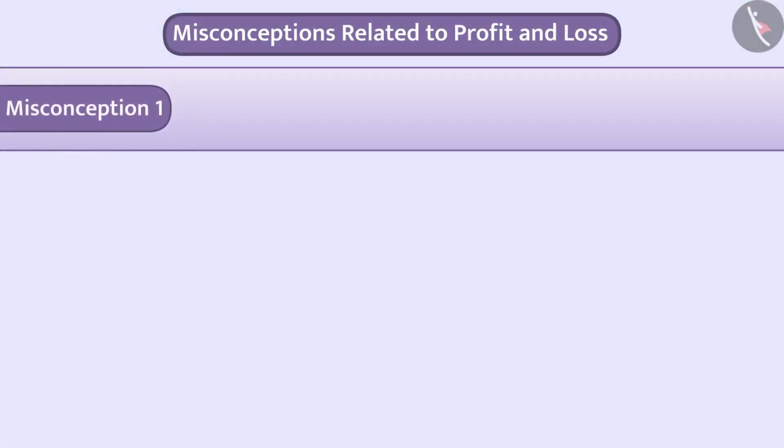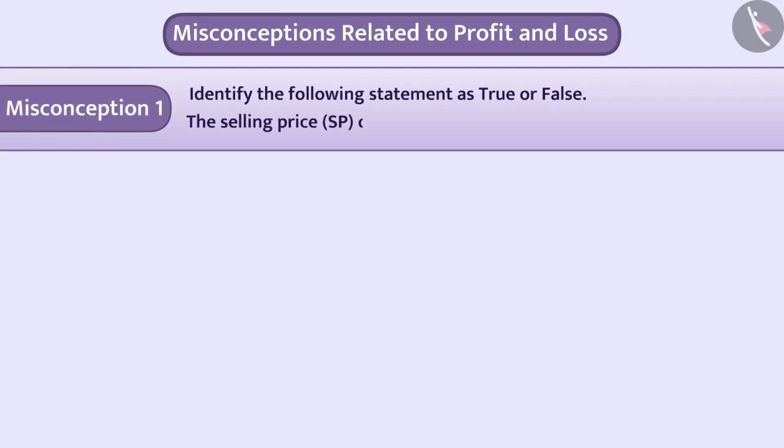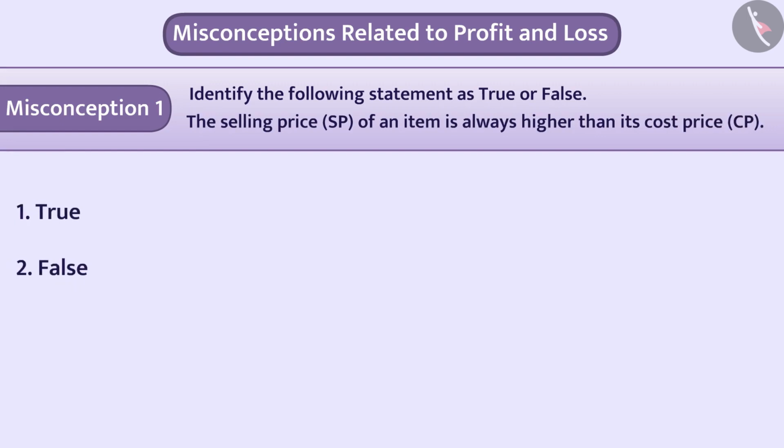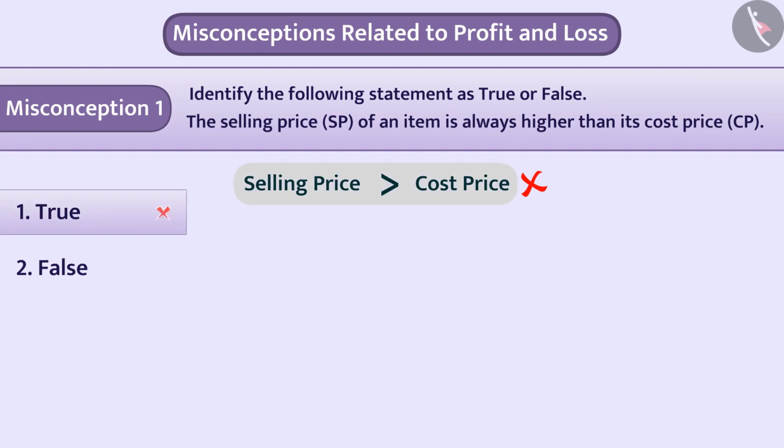Misconception 1. Identify the following statement as true or false. The selling price SP of an item is always higher than its cost price. Some of the students have the misconception that the selling price of an item is always higher than its cost price. But this is a wrong understanding, so option 1 is the wrong answer. The selling price of an item may be equal to or less than its cost price.